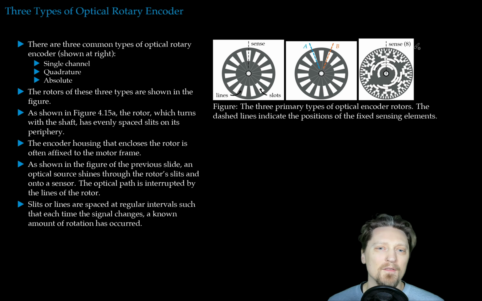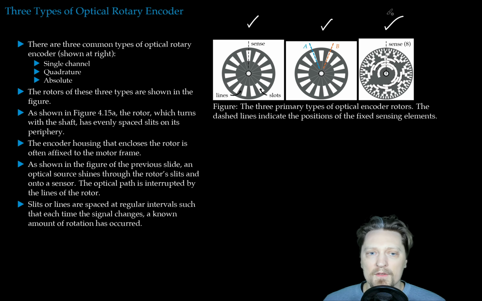There are three common types of optical rotary encoder, shown at right. So here are the three. The single channel, right here, the quadrature, right here, and the absolute. The rotors of these three types are shown in the figure. So this is the rotor part, the part that turns around and is attached to the shaft. As shown in the figure at left, the rotor, which turns with the shaft, has evenly spaced slits on its periphery. So here are the slots, and we call the opposite of a slot a line.